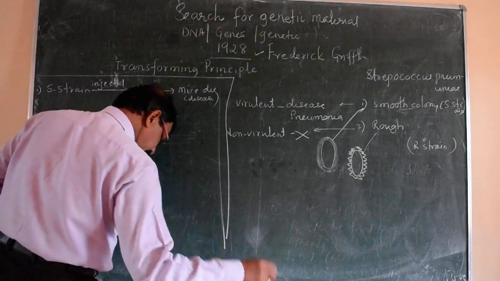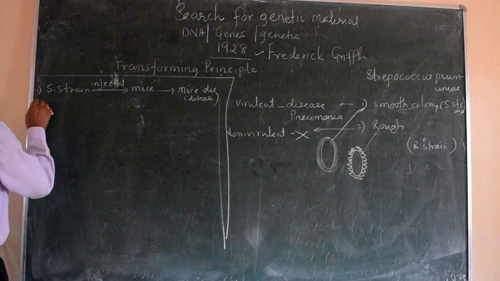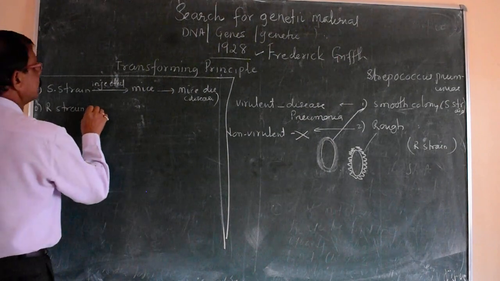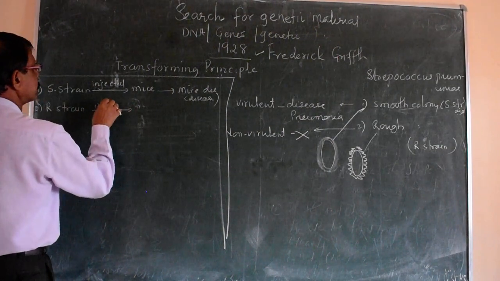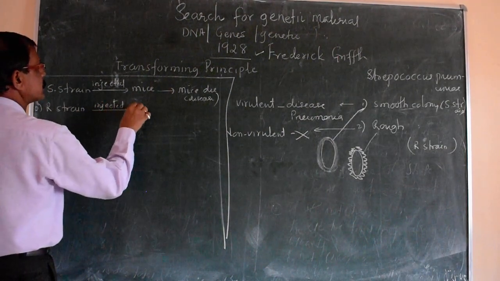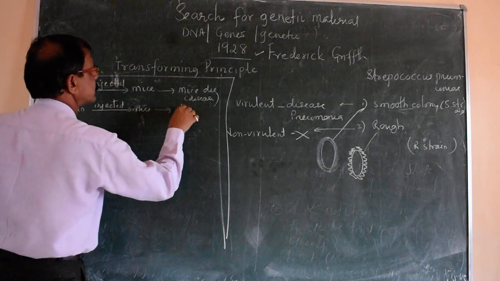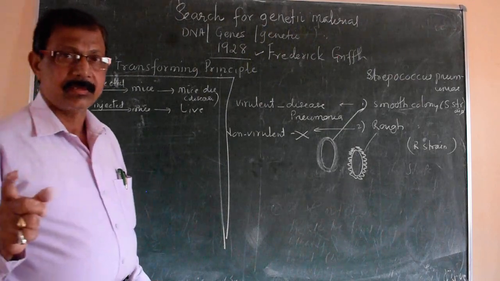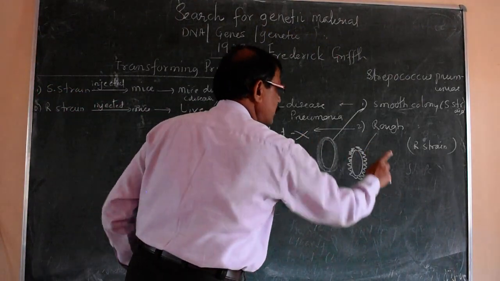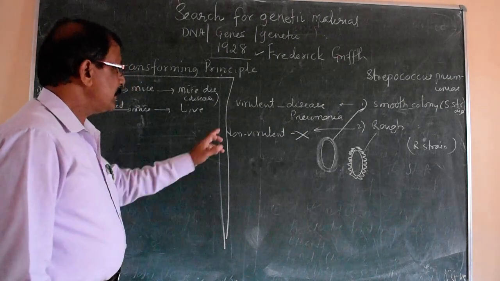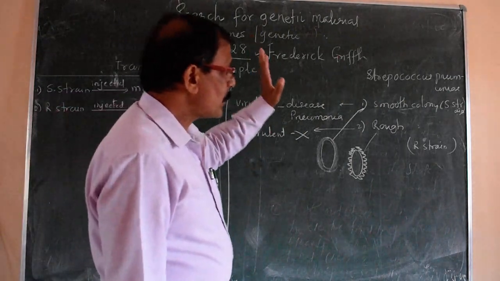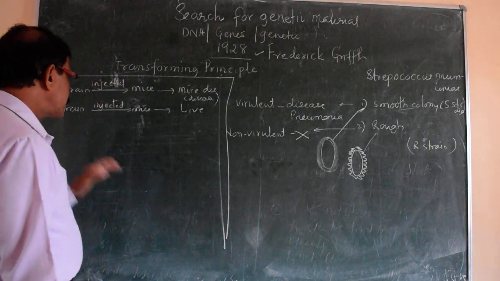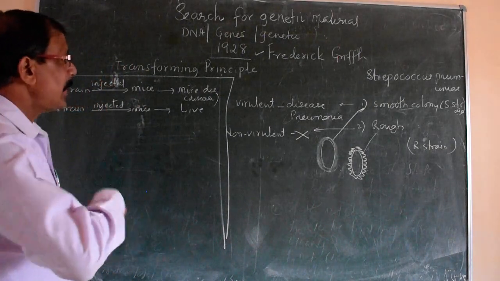And the second case here, what he did is, R strain injected to mice, and the mice stayed alive, did not die. Because R strain is not disease causing, it is called non-virulent, and because of this there is no difference to the mice. Mice are still alive.